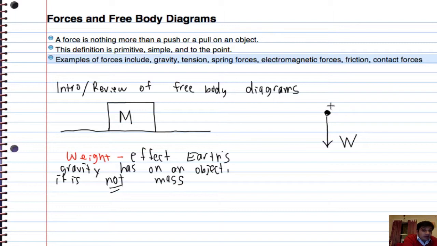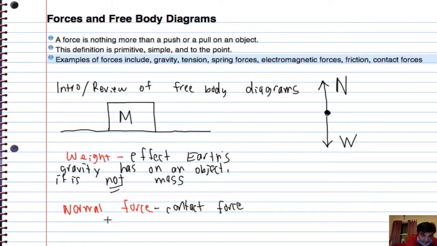Now, if all we had acting on this mass was the Earth pulling it down, this mass would fall and fall and fall, but we actually have the floor pushing up on it. So we actually have what we call a normal force. And normal here, okay, normal force is a contact force perpendicular to the surface. And that's actually what the term normal means.